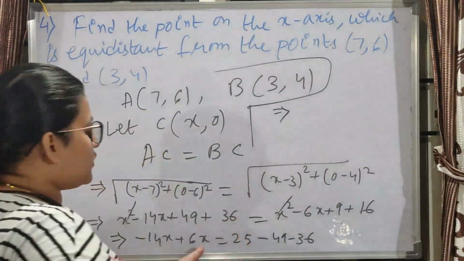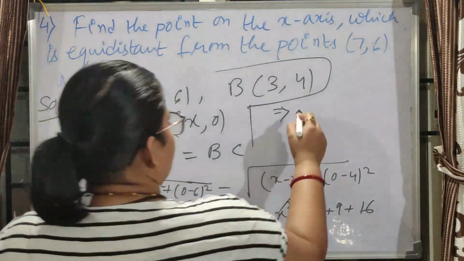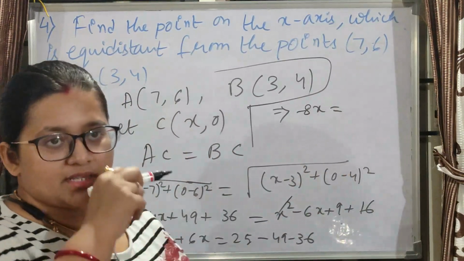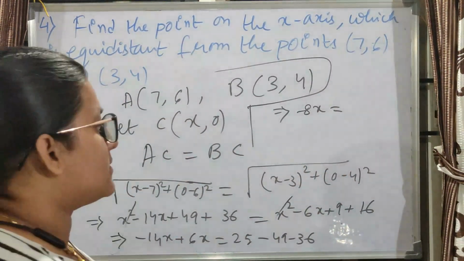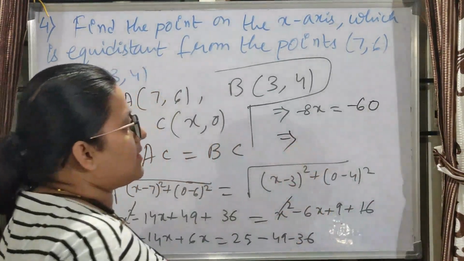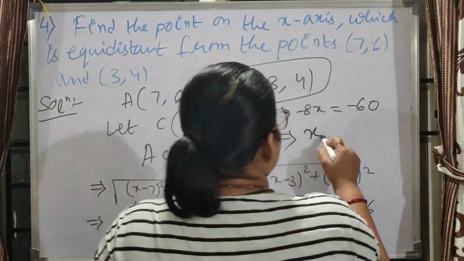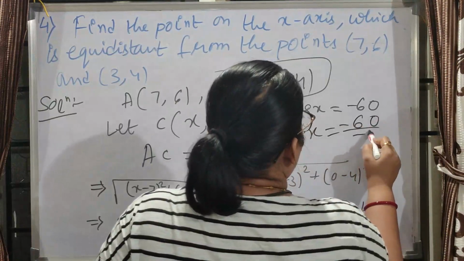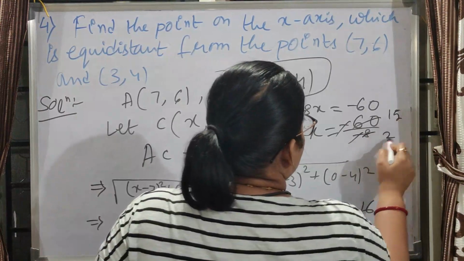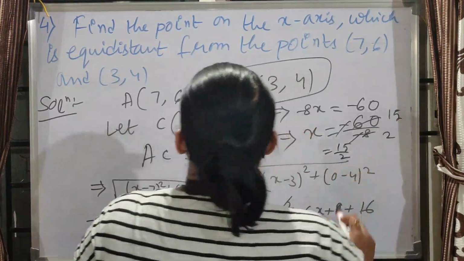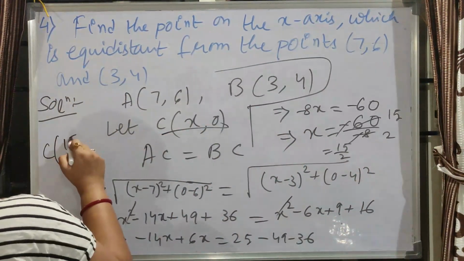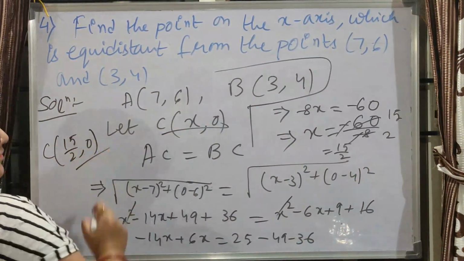This is minus 14x plus 6x, so that is minus 8x, equals minus 24 plus 36, minus 60, I think. Yeah. So x is minus 60 by minus 8. Minus will get cancelled, so that is 15 by 2. So the point on the x-axis, the C coordinate, will be (15 by 2, 0).